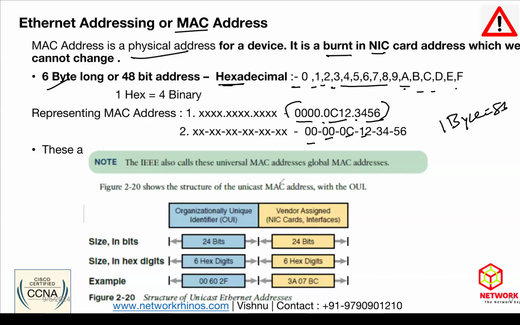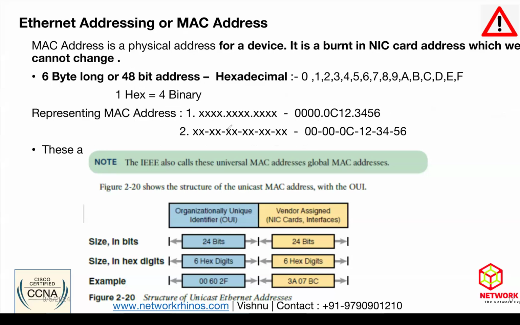1 hexadecimal number is equal to 4 binary numbers. So in a MAC address, how many hexadecimal numbers are we having? 12. So how many binary bits do I have here? 1 hexadecimal is equal to 4 binary bits, right? So 12 fours are 48. It's made up of hexadecimal numbers, 1 hex is equal to 4 bits, became 48 bits.